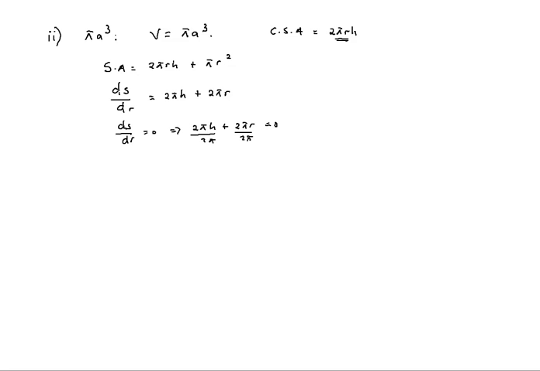Okay, so you divide by 2 pi, and then you get h plus r is equal to 0, implying that r is equal to negative h. But that thing does not happen. Remember, you cannot have a height which is negative. So you take the modulus. So r is equal to h.